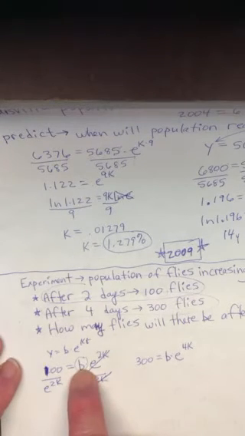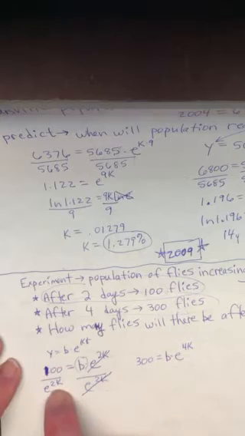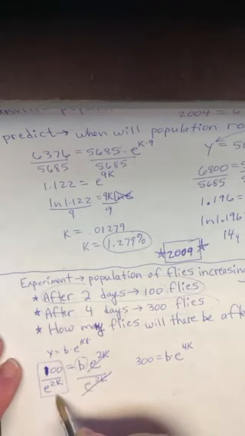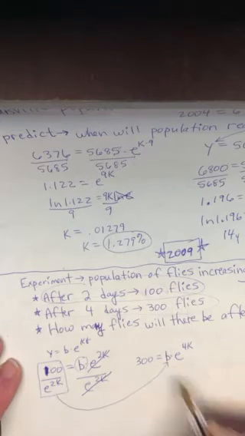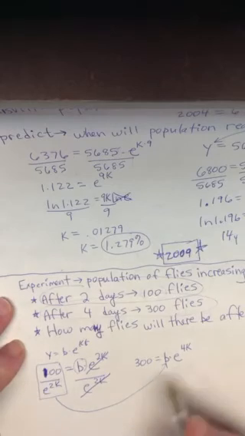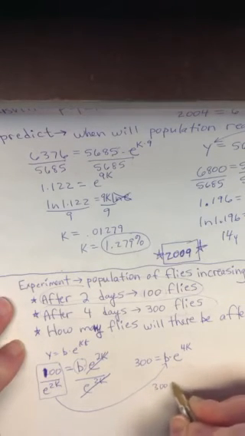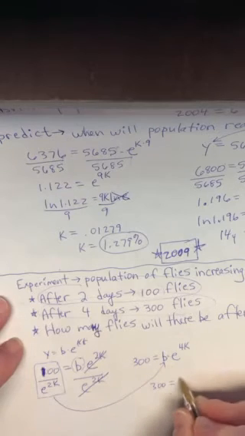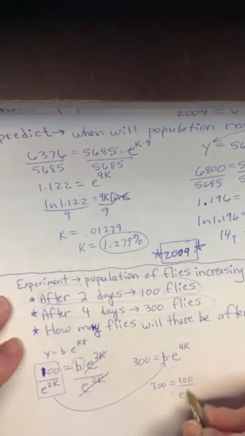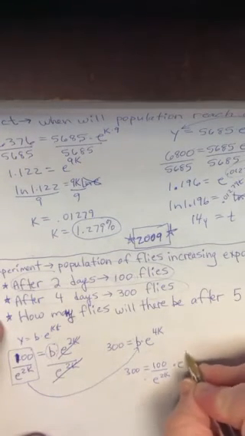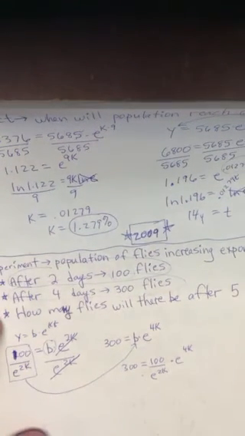If my b is 100 over e to the 2k, can I now take that expression and plug it into that b in the other equation? So this would now say 300 equals, the b value is what? 100 over e to the 2k times the e to the 4k that's there.